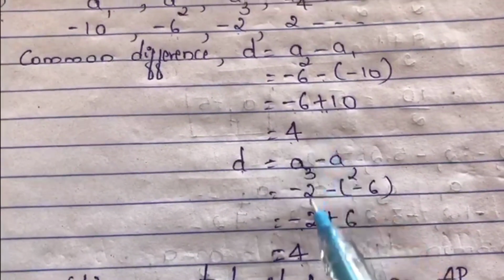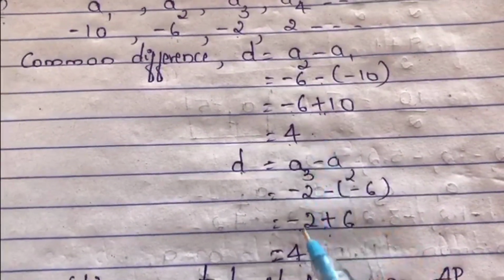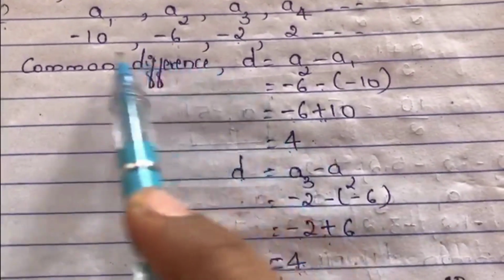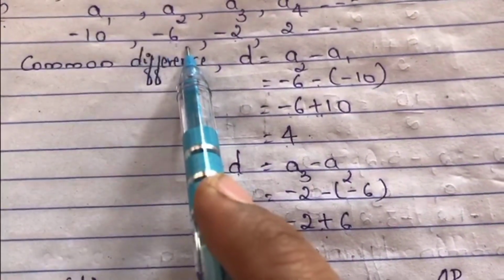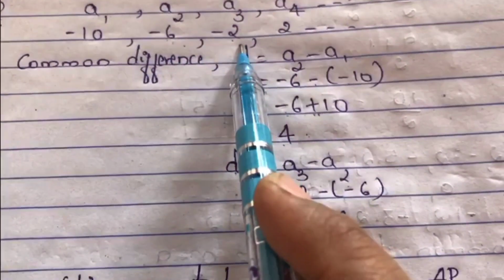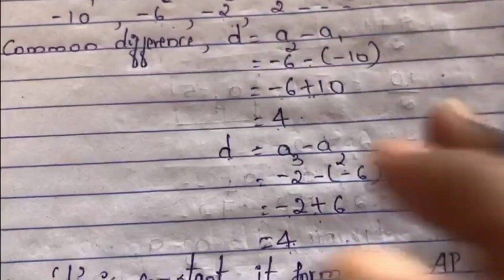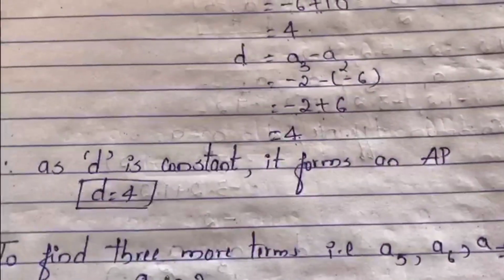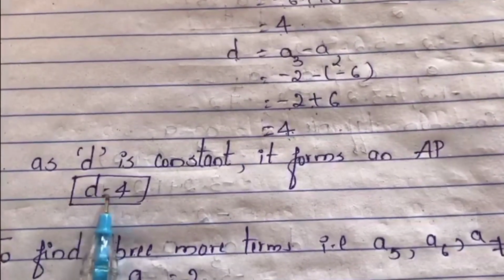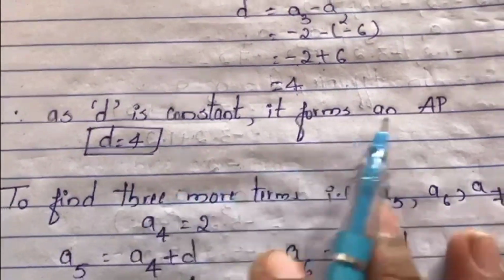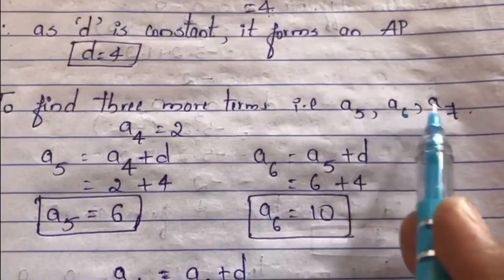You can see that both the differences are same. That is first two terms difference is also same, and next two terms difference is same. Therefore here the D is constant with D equal to 4. Therefore we need to find out 3 more terms, that is A5, A6 and A7.